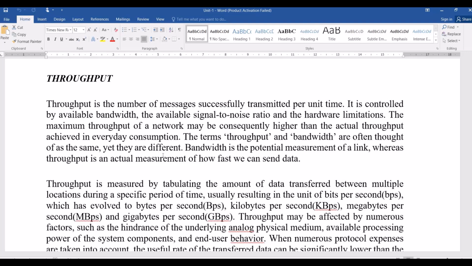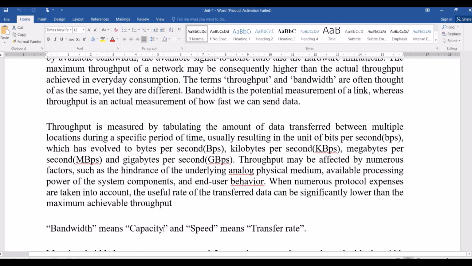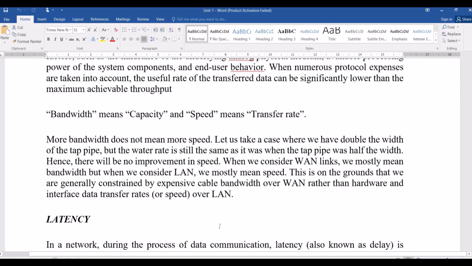Throughput may be affected by numerous factors such as hindrance of the underlying analog physical medium, available processing power of system components, and end user behaviors. When numerous protocol overheads are taken into account, the useful rate of data transfer can be significantly lower than the maximum achievable throughput. So there's lots of processing in the transmissions. This is also considered in throughput. Bandwidth means capacity and speed means the transfer rate. So these are the factors affecting the throughput.